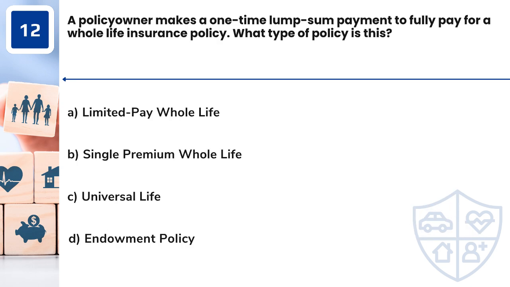Question 12. A policy owner makes a one-time lump sum payment to fully pay for a whole life insurance policy. What type of policy is this? A. Limited pay whole life. B. Single premium whole life. C. Universal life. D. Endowment policy.